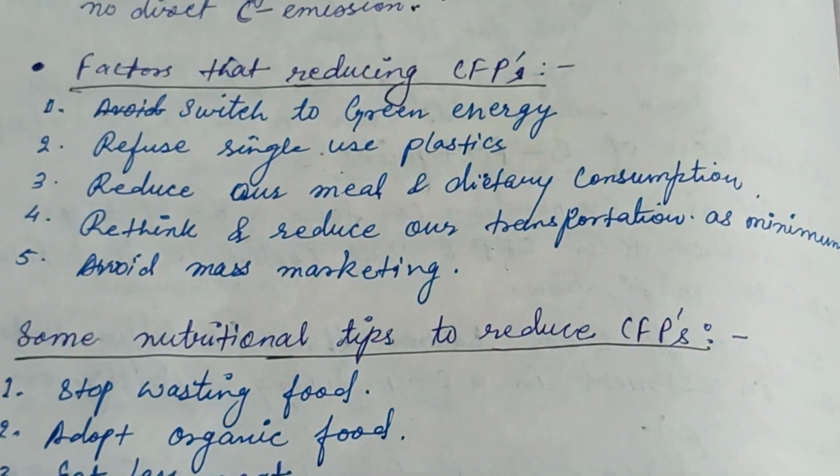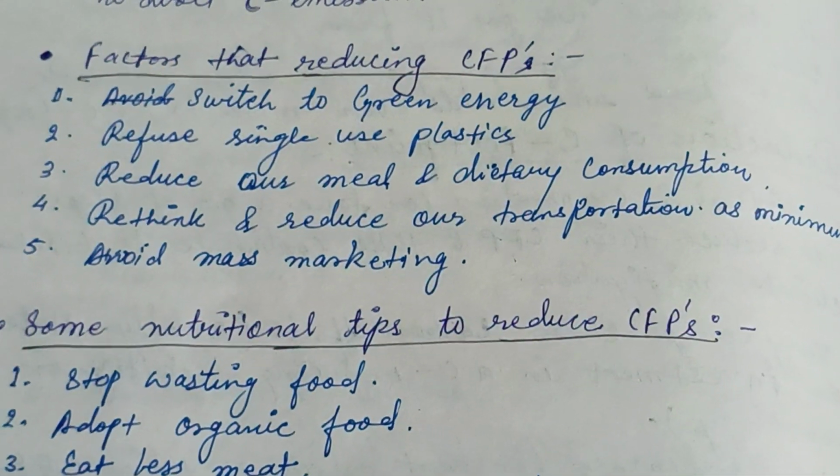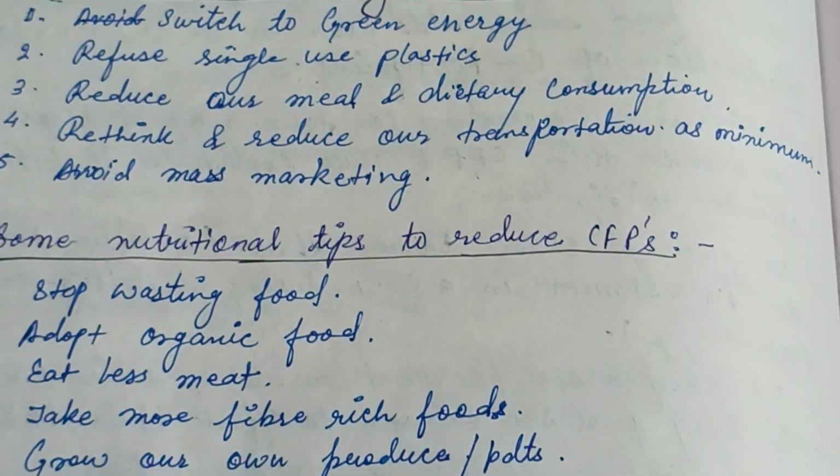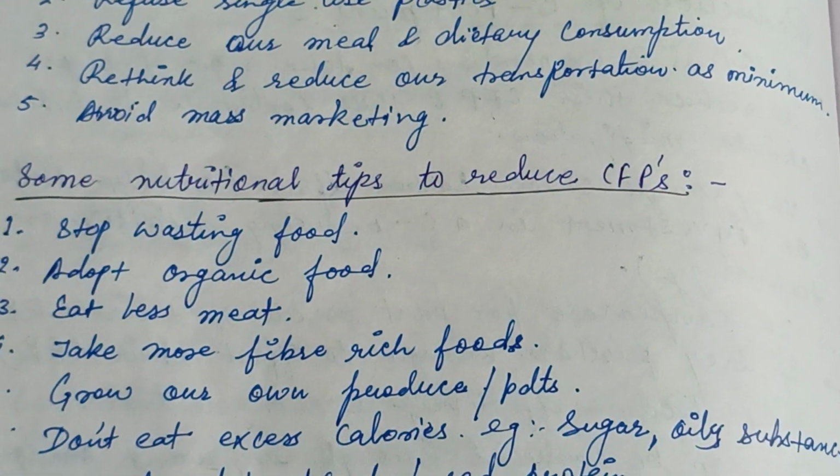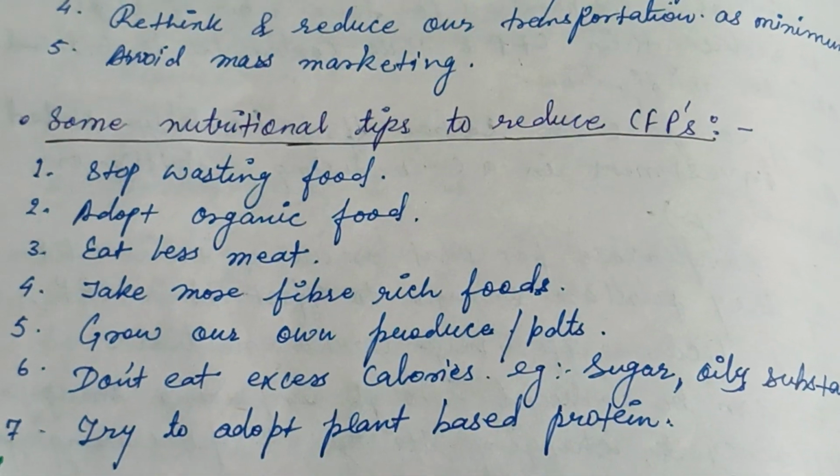So factors in reducing carbon footprint are a switch to green energy, refusing single-use plastics, reducing our meal and dietary consumption, rethinking and reducing our transportation to a minimum, and avoiding mass marketing.